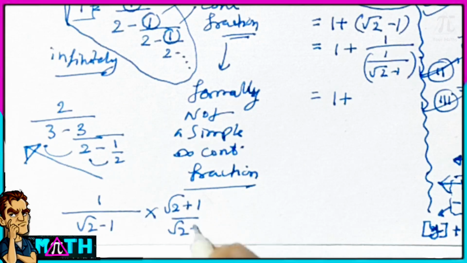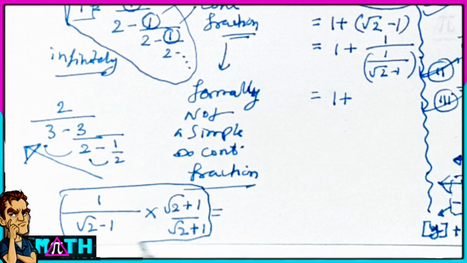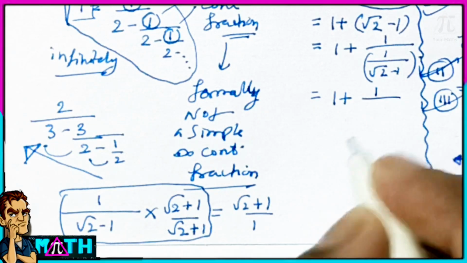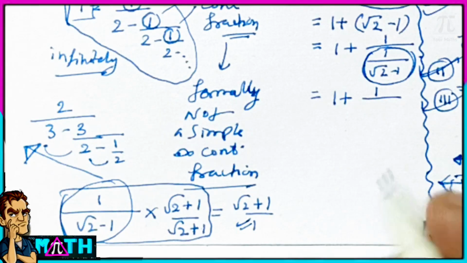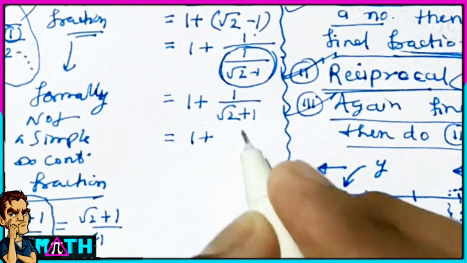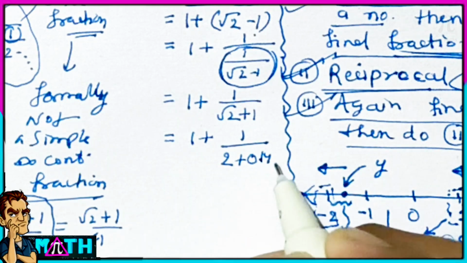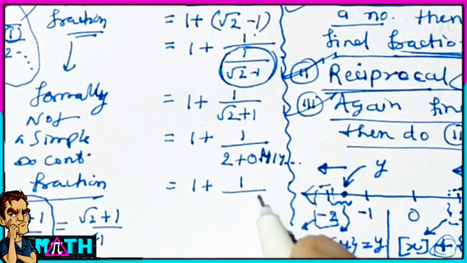When you multiply root 2 plus 1 in the numerator and denominator, you get root 2 plus 1 divided by a minus b, a plus b, that is a square minus b square, that is 1. And you can clearly see, you can write this 1 and this whole as this, which is root 2 plus 1. Now can you see that root 2 is 1.414 and plus 1, that is 2.414. Therefore integral part is 2 and 0.414 is the fractional part.